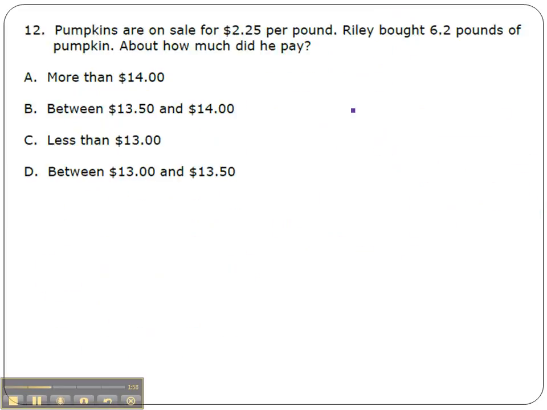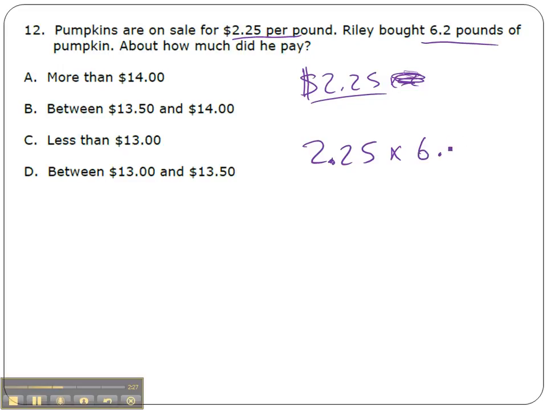Right, number 12. Pumpkins are on sale for $2.25 per pound. Riley bought 6.2 pounds of pumpkin. About how much did he pay? If pumpkins are $2.25 per pound and he bought 1 pound, he would pay $2.25. If he bought 2 pounds, he would pay $2.25 times 2. If he bought 3 pounds, he would pay $2.25 times 3. We have to multiply $2.25 times the number of pounds he bought. In this case, times 6.2.